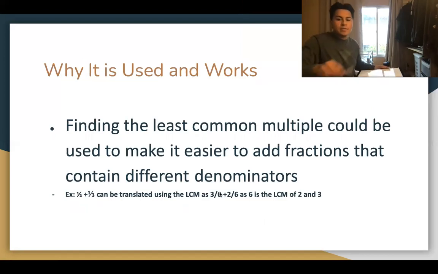So why is it used and why does it work? Finding the least common multiple can be used to make it easier to add fractions that contain different denominators. For example, 1 over 2 and 1 over 3 can be translated using the least common multiple as 3 over 6 and 2 over 6, since 6 is the least common multiple of both 2 and 3.